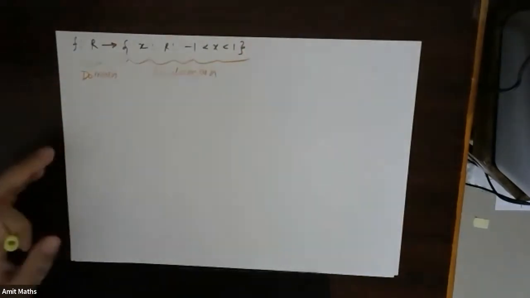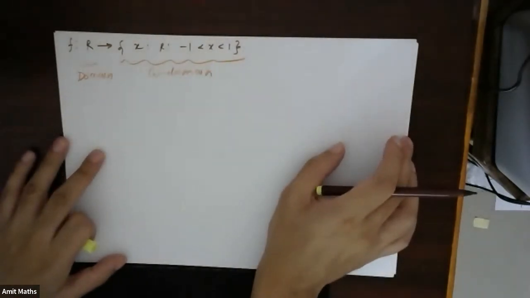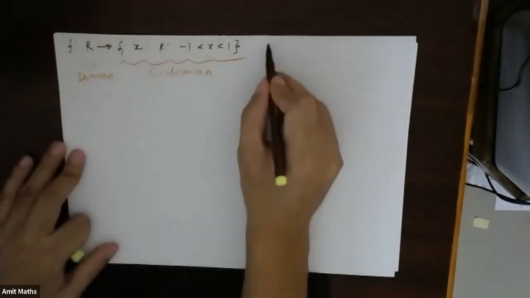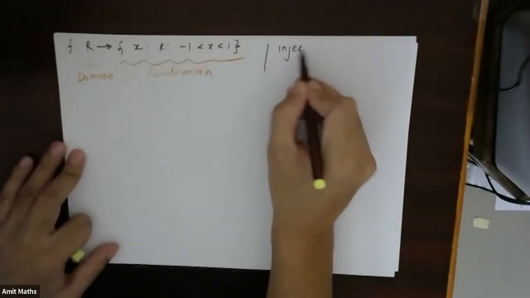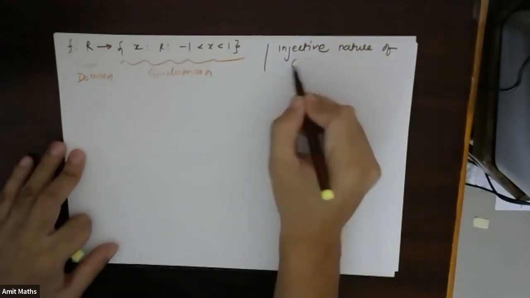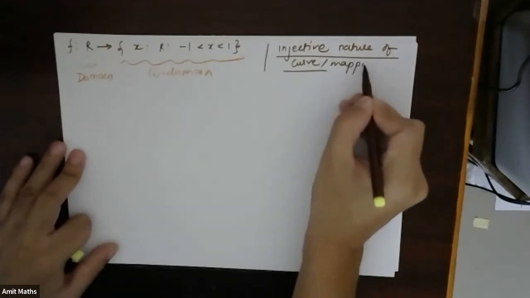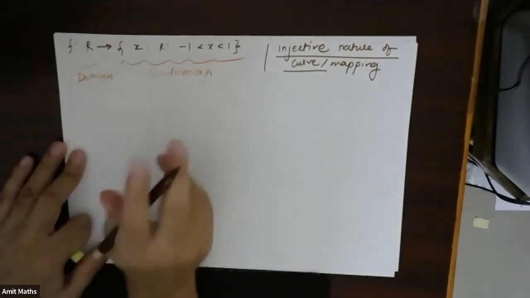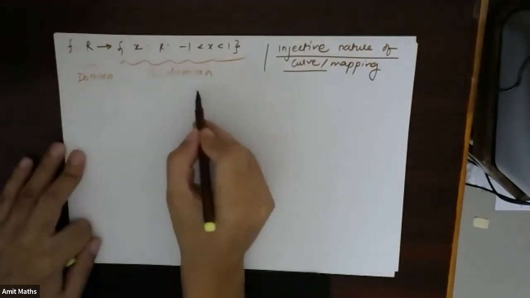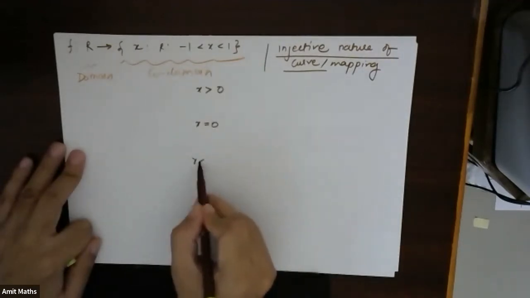Now what they have asked is to find the injective nature and the surjective nature. To find the injective nature, first we'll find the injective nature of the curve or mapping. We'll again take the function in three parts. First, we'll divide the domain into three parts: first is x greater than 0, second is x equal to 0, and third is x less than 0.